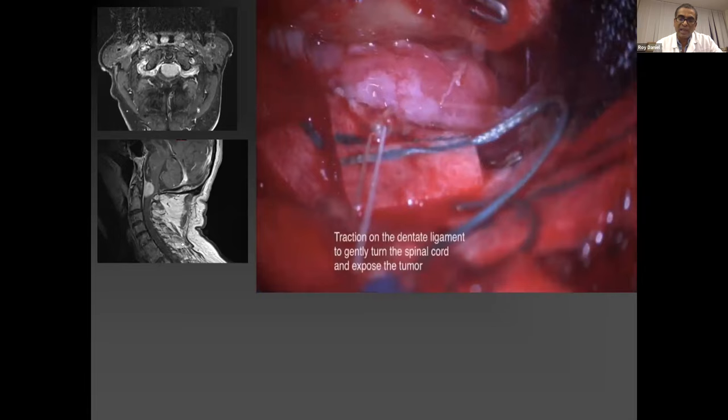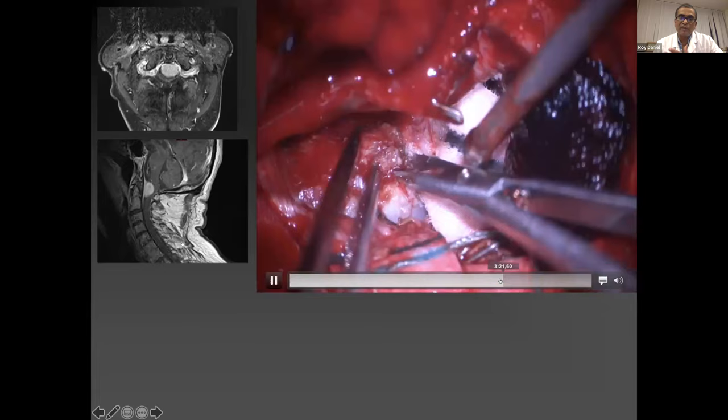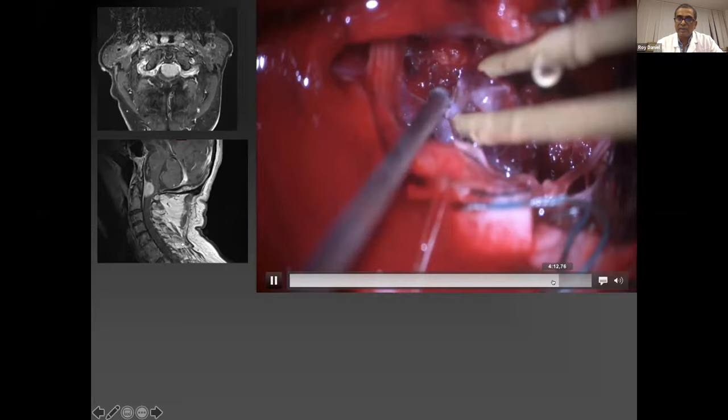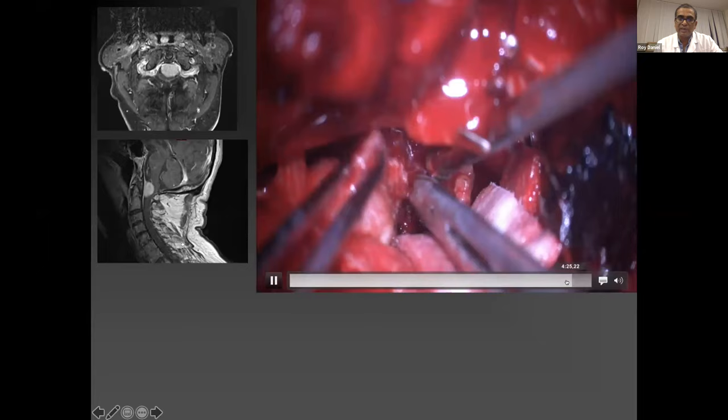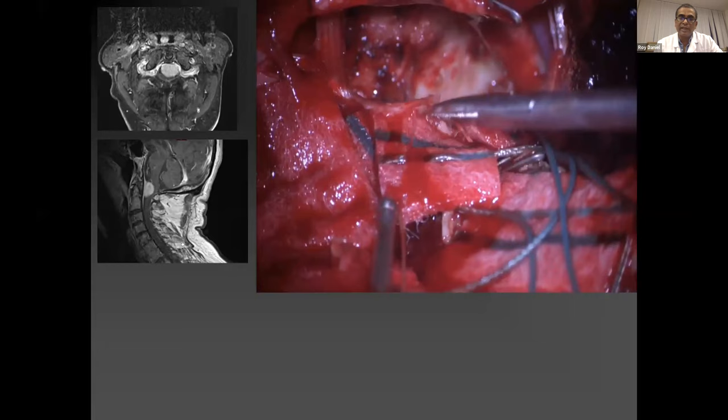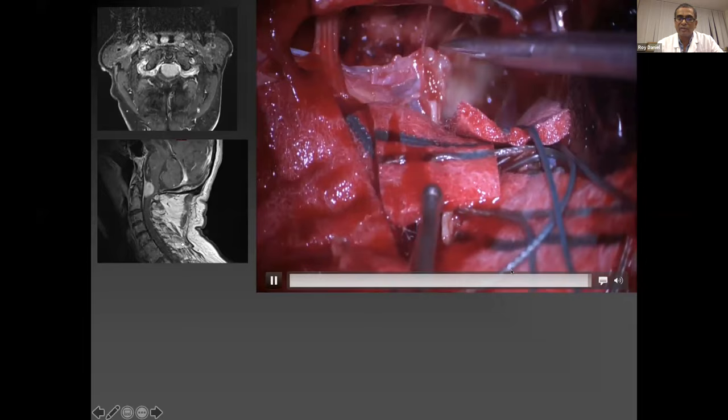So the removal of the tumor is like standard meningioma removal, debulking, detaching from its attachment, and a total removal. And at the end, you cut the ligament, the stitch on the denticulate ligament, it brings it back, and then you can see the cervical cord that comes back into view. So that's fairly simple. It gives very good results.